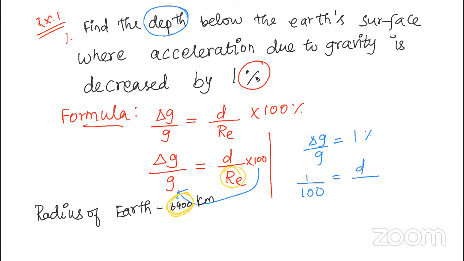So here 6,400. Okay, let us now cancel this one. Then finally we get D is equal to 64 kilometer. Okay, so this is the answer.